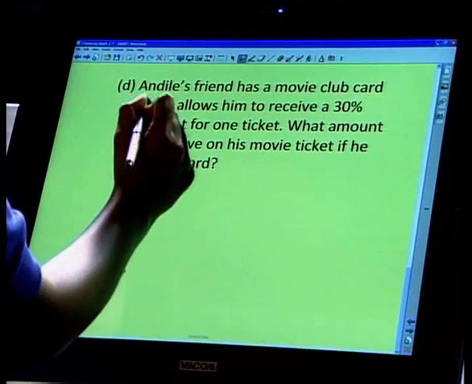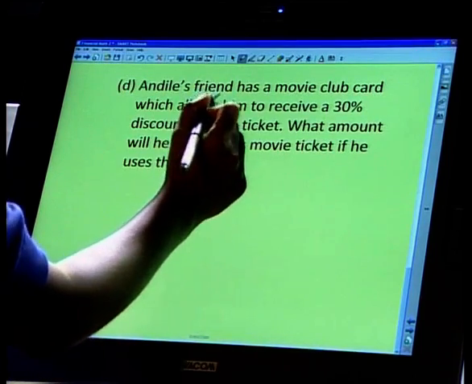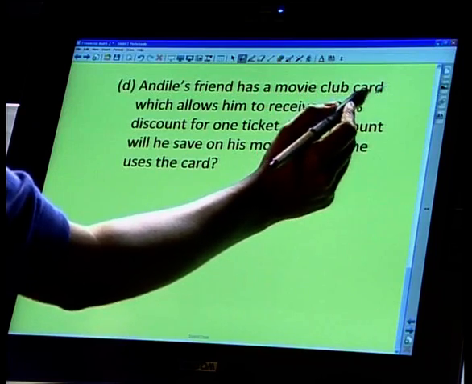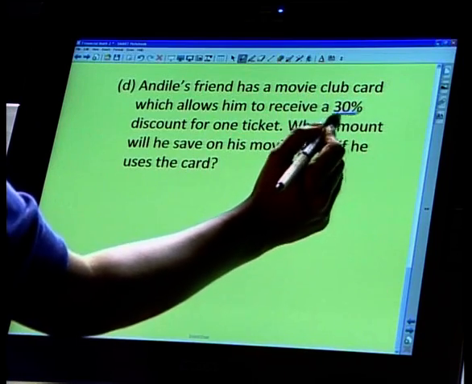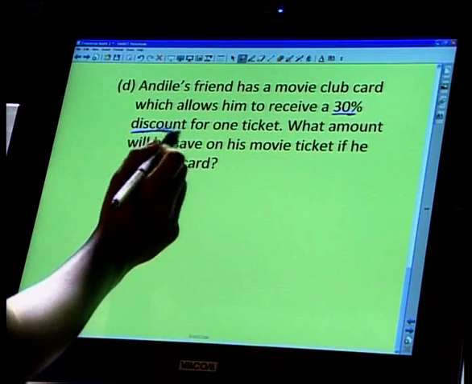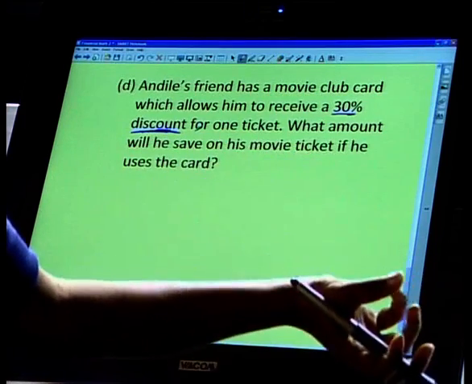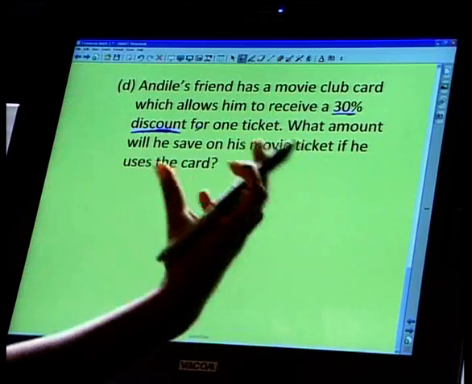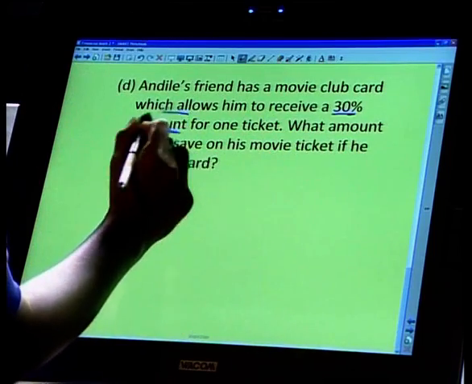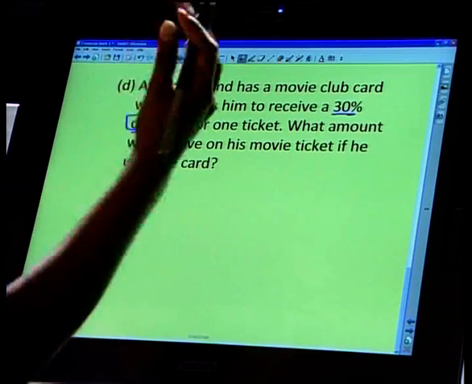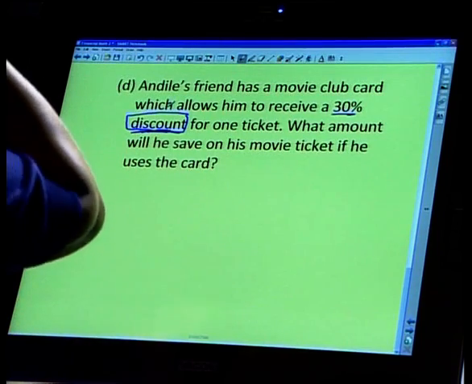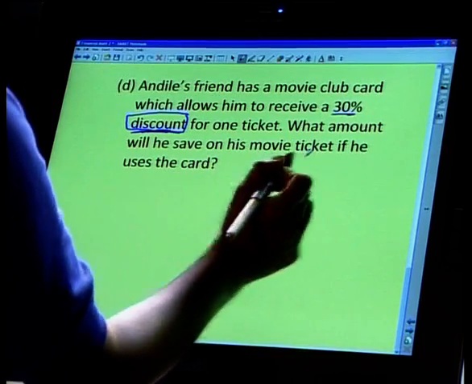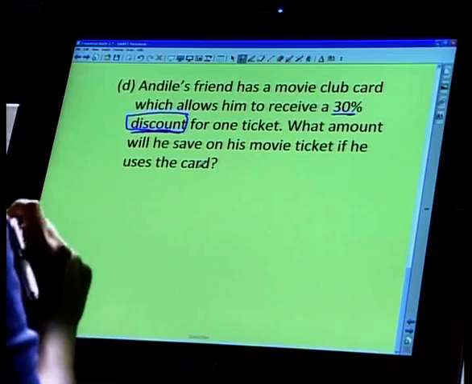Let's move on to part D. Here we are told that Andile's friend has a movie club card, and this allows him to receive a 30% discount. A discount, remember, is something that you take away from the price. You don't pay the total price, you pay less. Okay, discount means you're going to pay less. What amount will he save on his movie ticket if he uses the card?